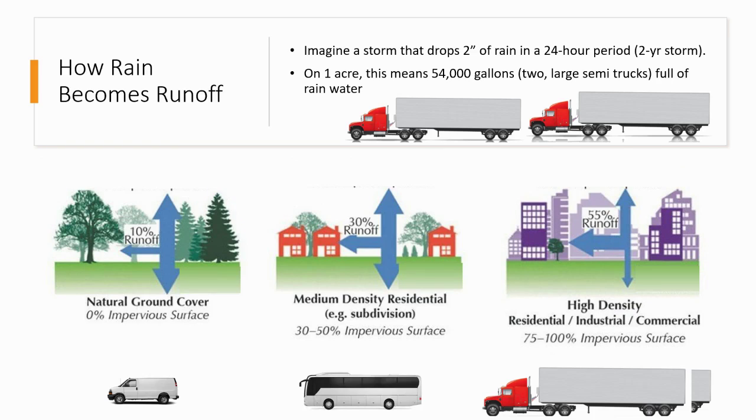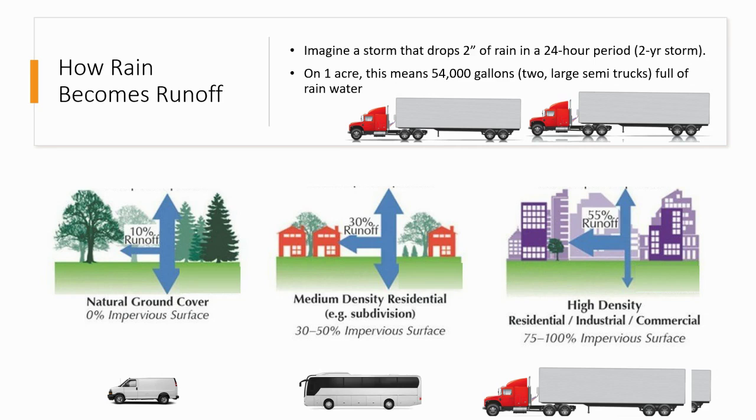It can be challenging to think of stormwater in vague percentages, so I'll walk through an example with actual numbers and runoff volumes. Imagine you have a storm that drops 2 inches of rain over a 24-hour period. Remember, this is the 2-year storm event, and there's a 50% chance of this happening every year. Over a 1-acre area, that 2 inches of rain would generate 54,000 gallons of water, or rain, equal to about 2 semi-trucks full of water.